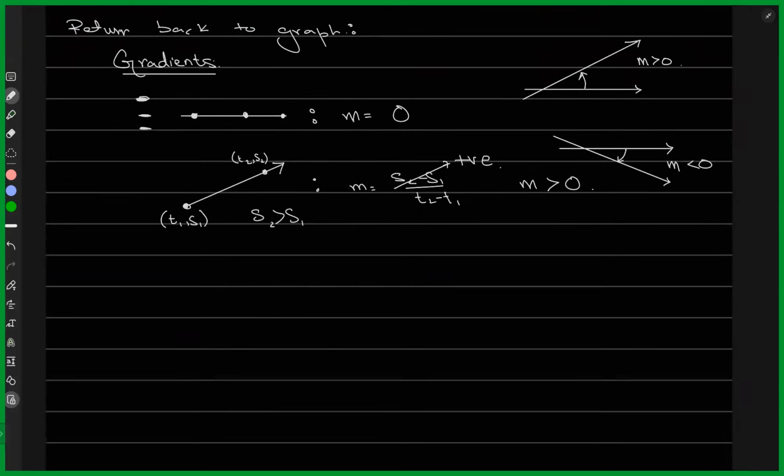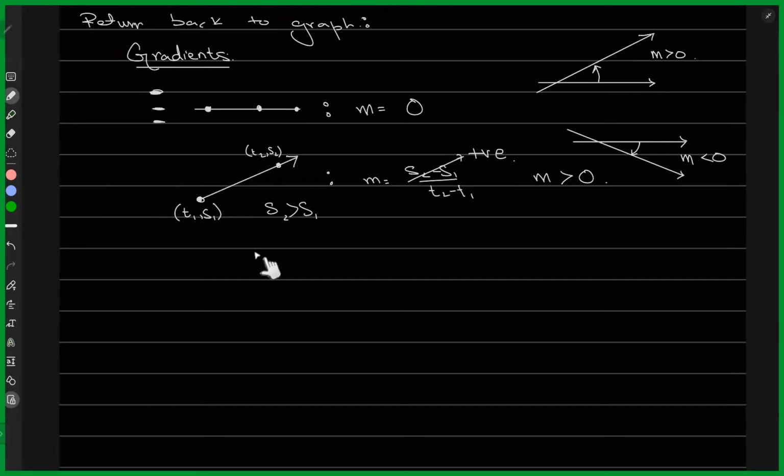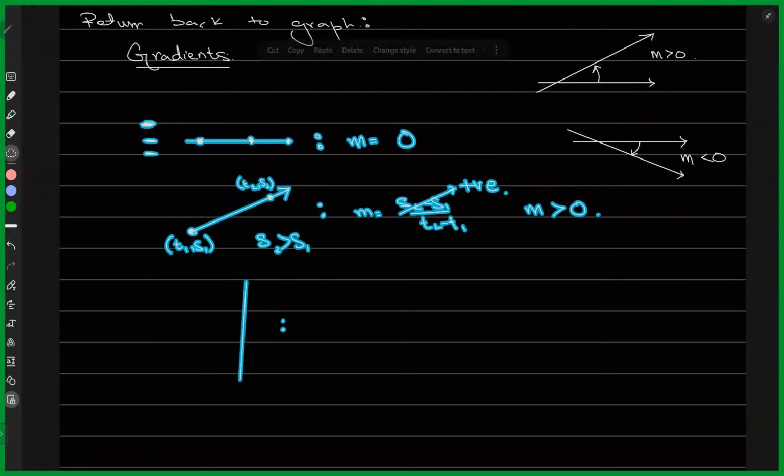What about, there's an interesting one. What about this one? What would you expect the gradient of this line to be?